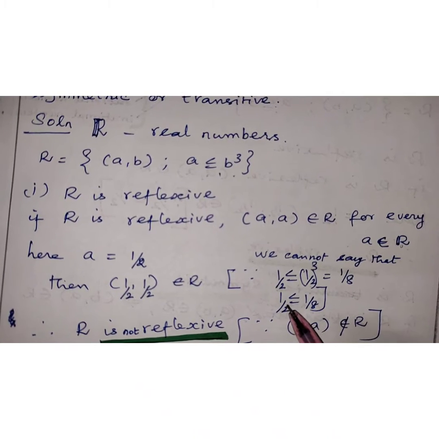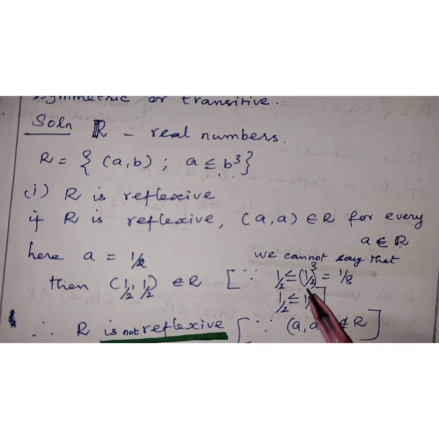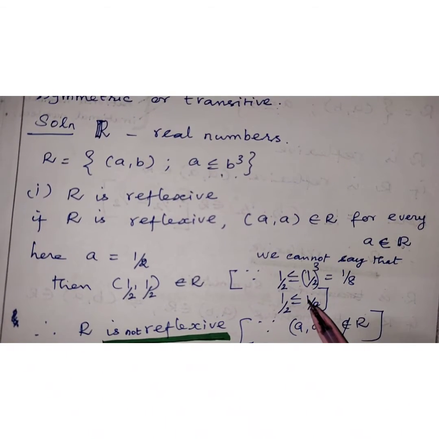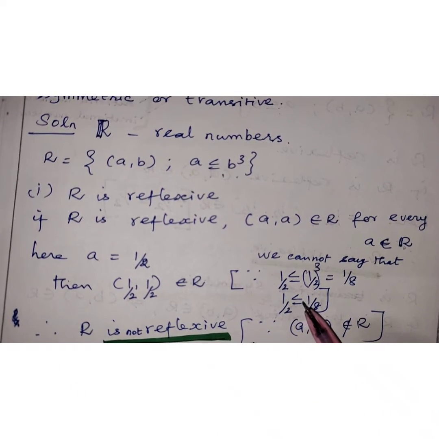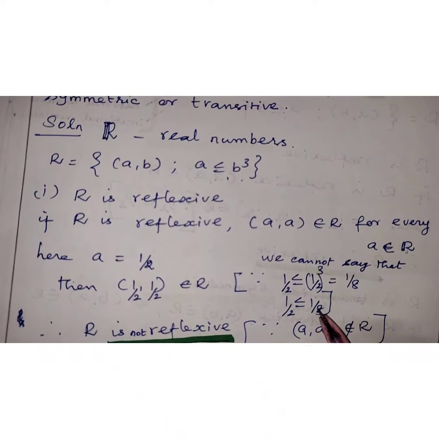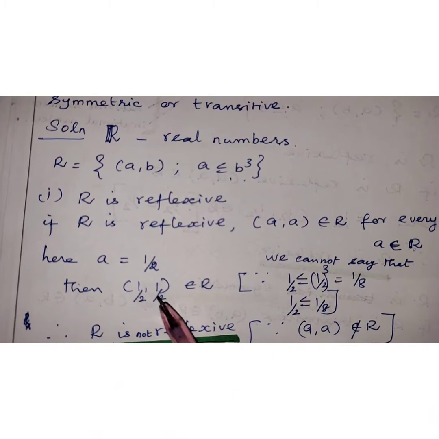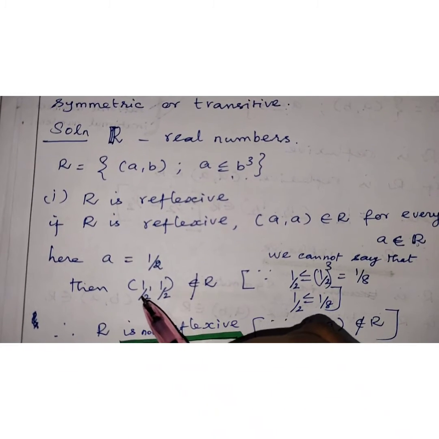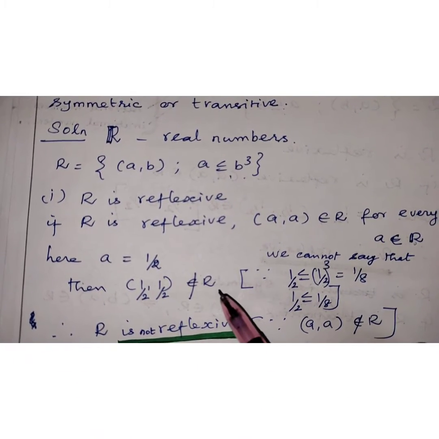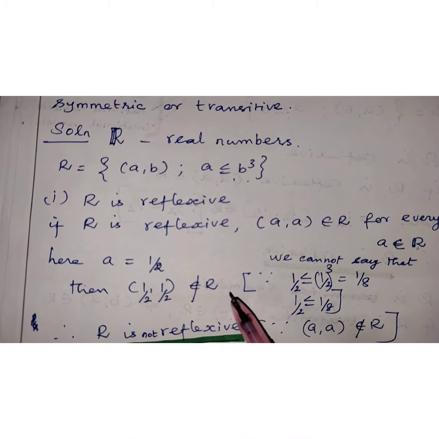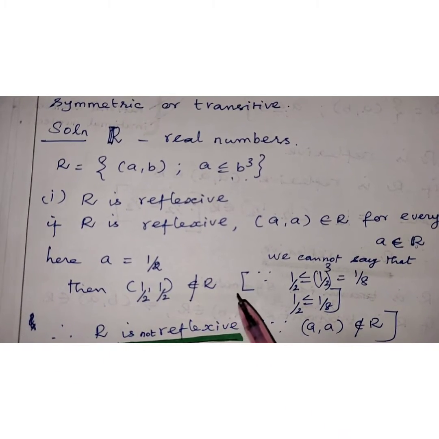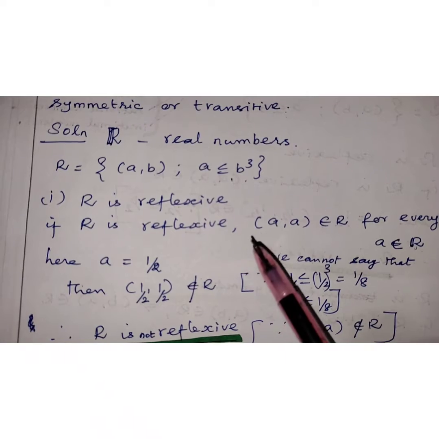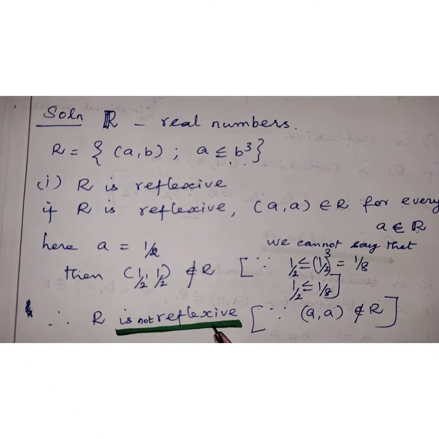No. We cannot say that half is less than or equal to 1 by 8, because half is greater than 1 by 8. So this pair (half, half) does not belong to R, because this pair does not satisfy the given relation condition. Therefore, this relation R is not reflexive.